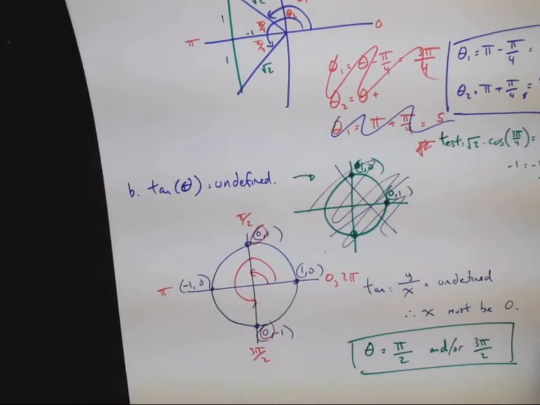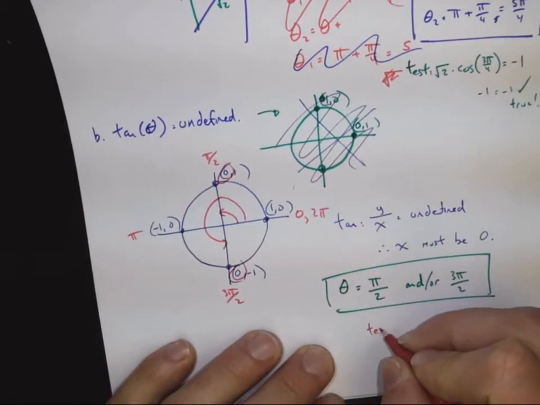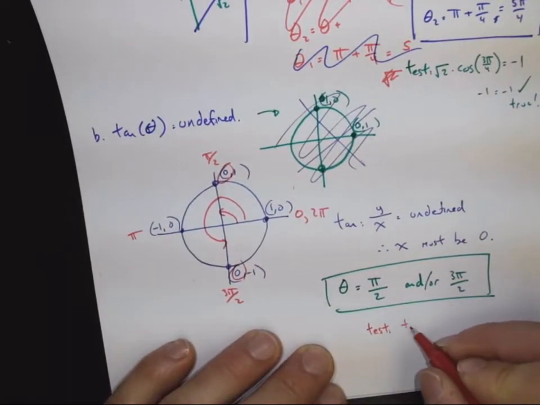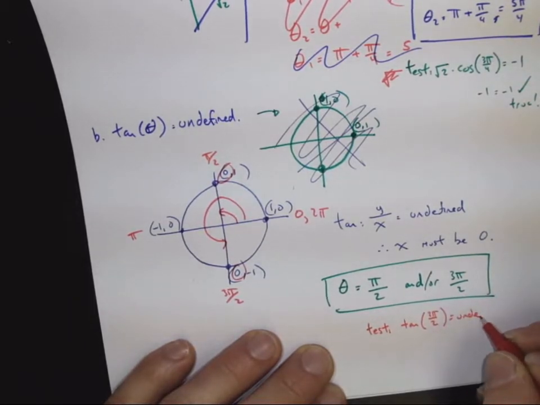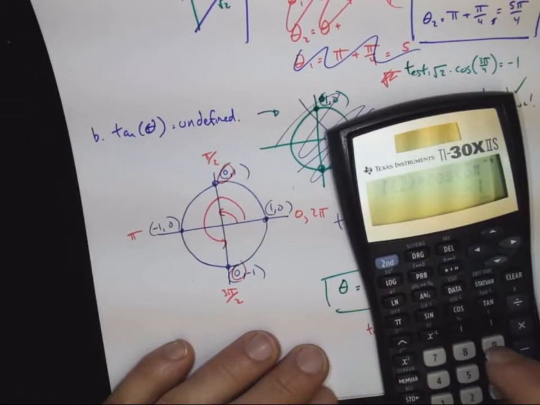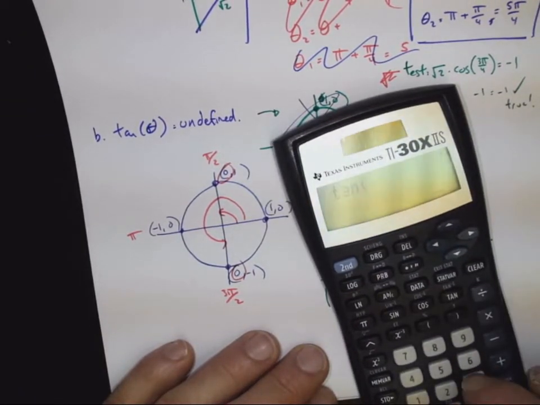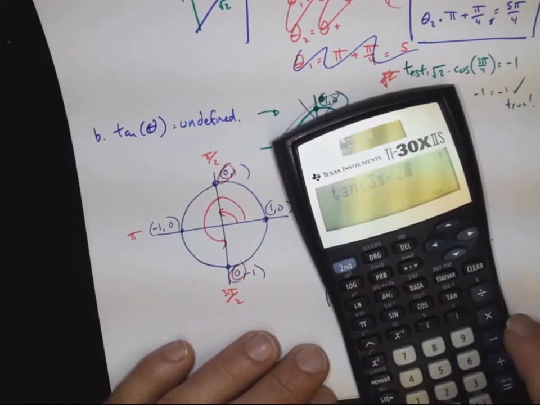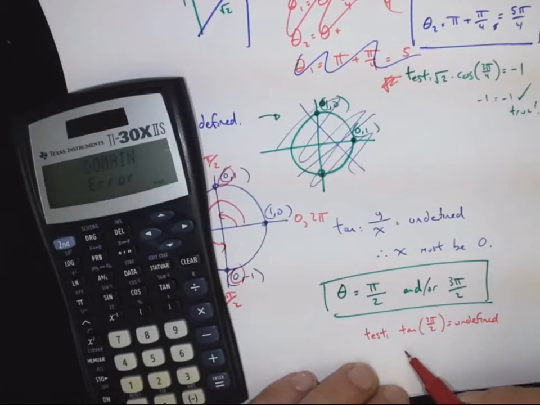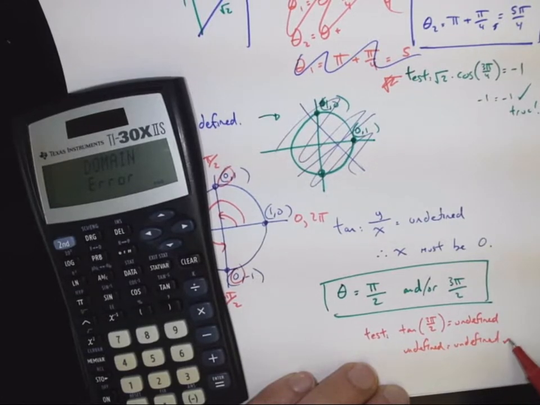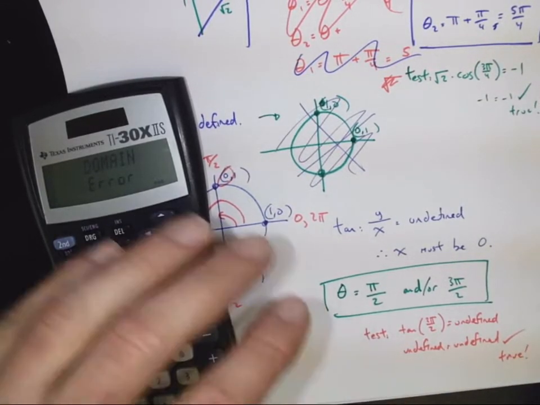And I can just test that if I want. So we'll just try one. So tan of, let's say, 3 pi by 2 equals undefined. And tan of 3 pi by 2, get a little bit of glare there, and I get a domain error. Yeah, so undefined equals undefined. True. Okay. So we'll move along.